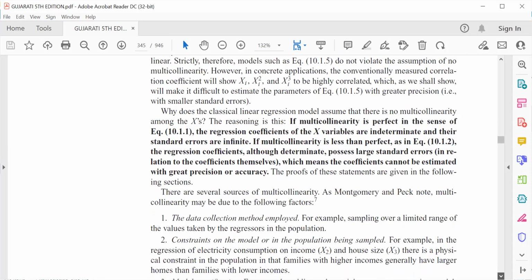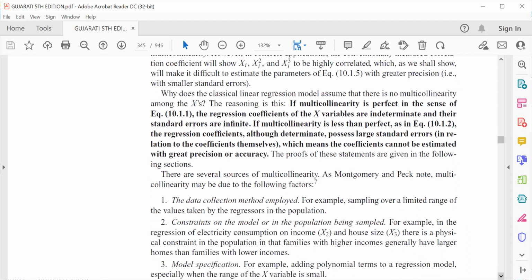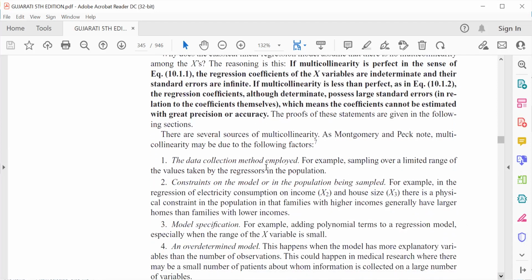What are the causes of multicollinearity? Okay. There are several sources of multicollinearity. The first one is the data collection method employed. For example, the sampling offers a limited range of values taken by regressors in the population. So I mentioned already, you must have a large sample size to avoid perfect multicollinearity.